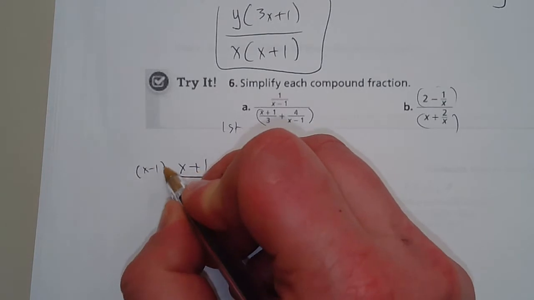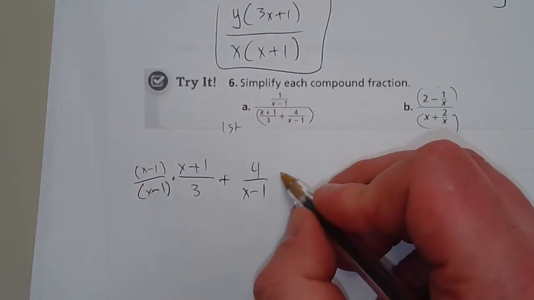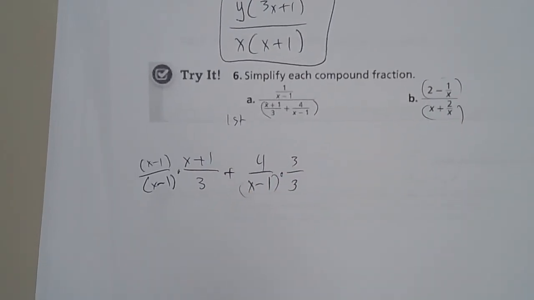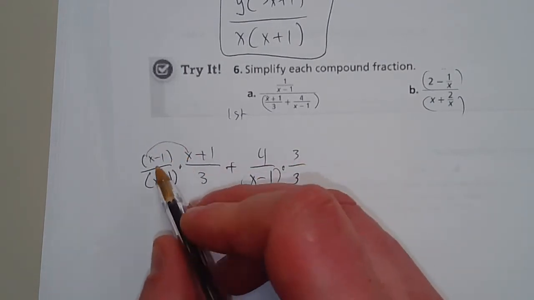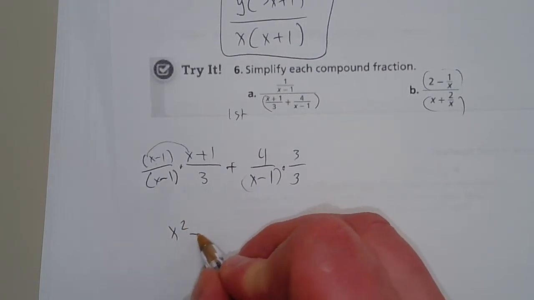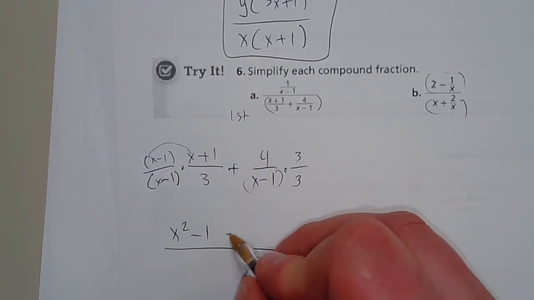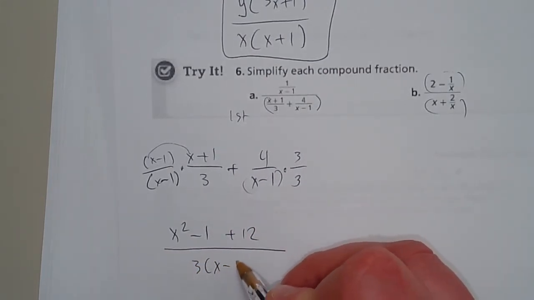So we're going to go x minus 1 on both parts here, and 3 times both parts here, and see how it works out. So we do need to distribute these. Remember how this works? So this is going to be a difference of squares. So we're going to get x squared minus 1, if you remember how that works. And this is going to be just plus 12. Okay. On the bottom, you get 3 times the x minus 1.